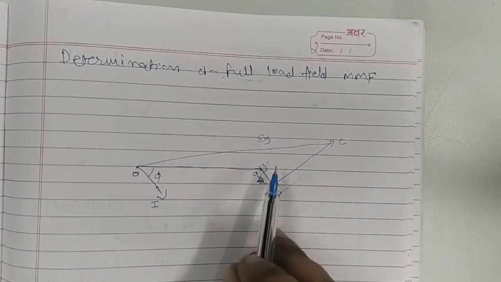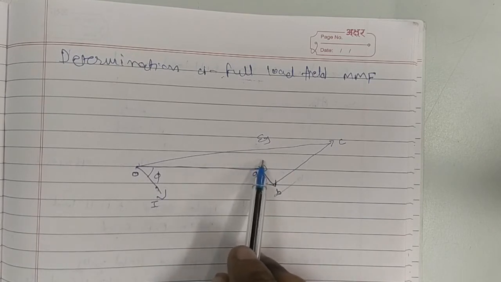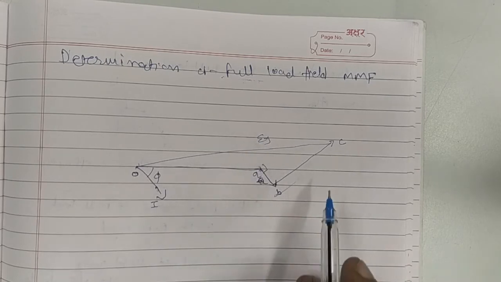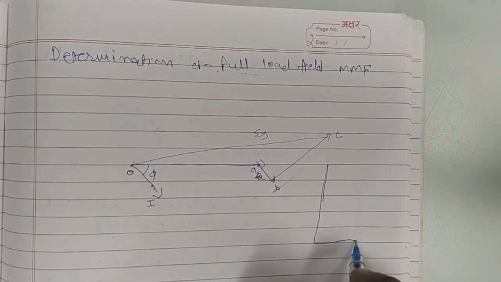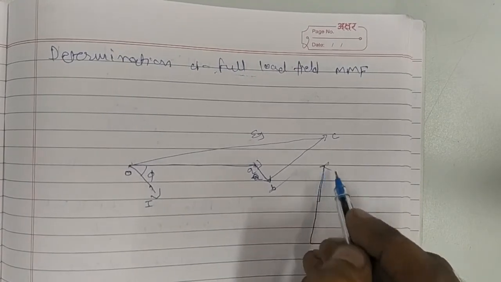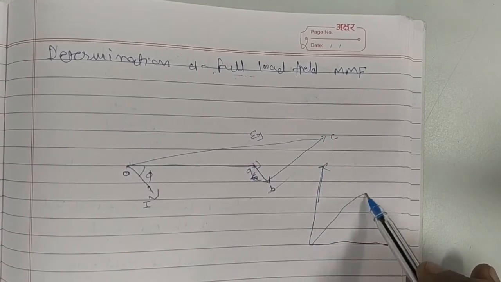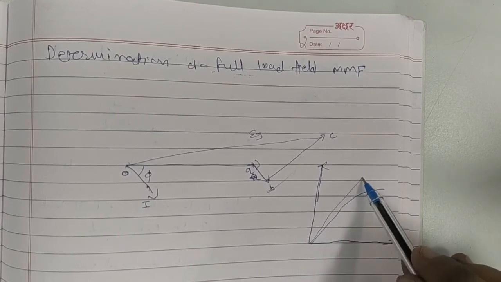So it is a similar kind of vector that you have seen in the EMF method. This generated EMF EG needs some magnetomotive force to be generated. So from where does that MMF come? For that you need to draw one open circuit characteristic like this. The OCC curve you already know, it will have this kind of shape, linear initially, and then it goes to saturation. The short circuit characteristic you have also seen, it is going to be linear like this.